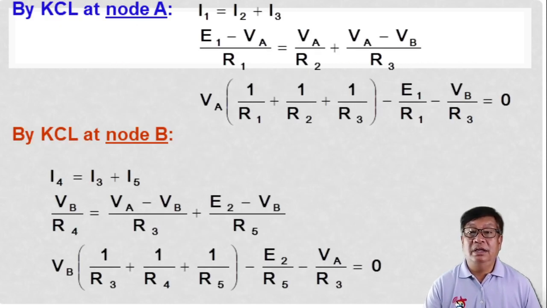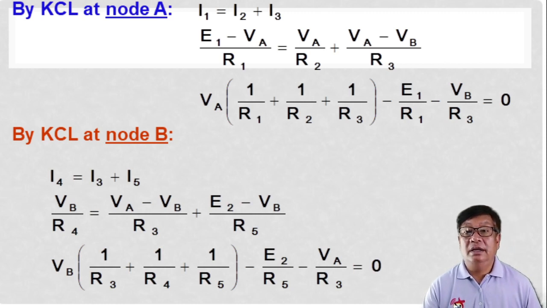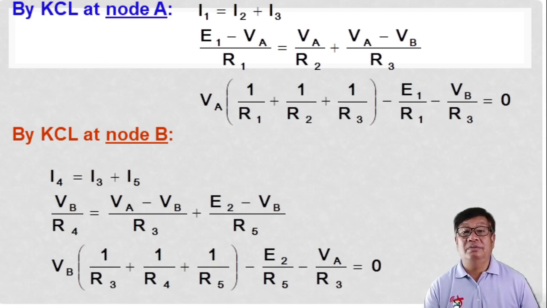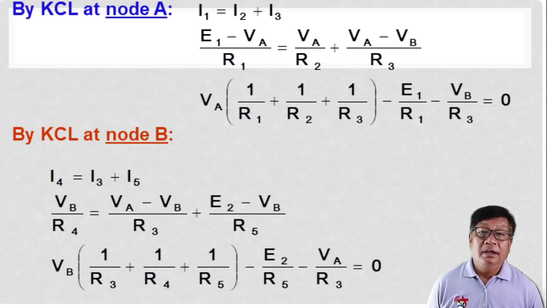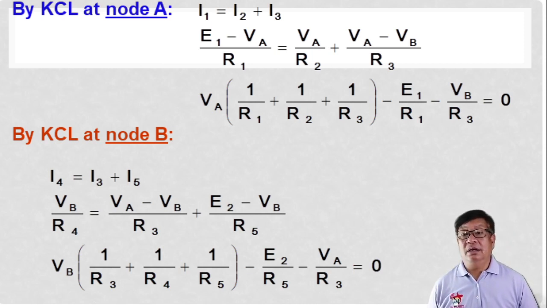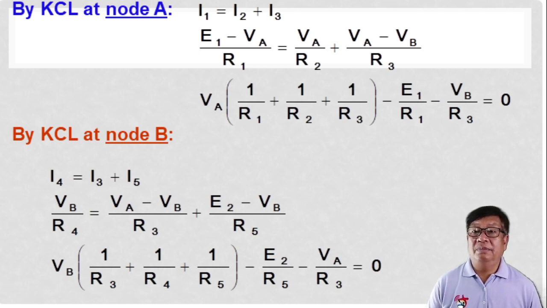So, what we did here is you have to collect like terms or common of V sub A minus E sub 1 over R sub 1. Then we have this minus V sub B divided by R sub 3, equal to 0. That is Kirchhoff's current law, no? So that is, we just simplify that one.